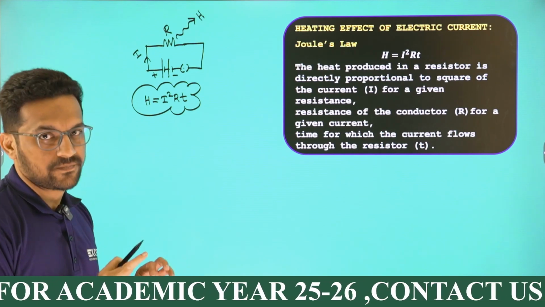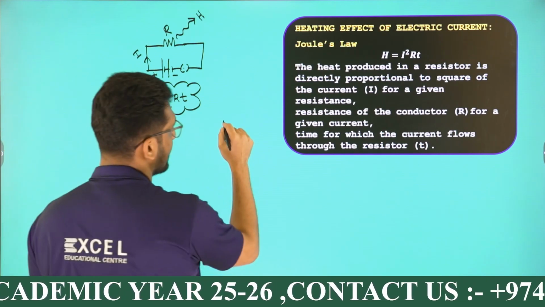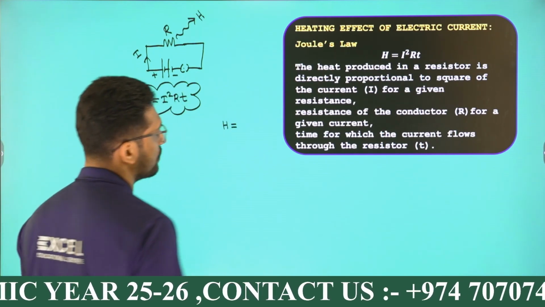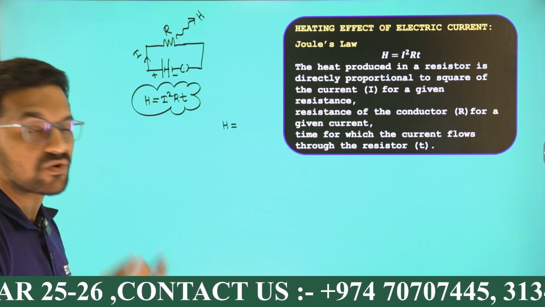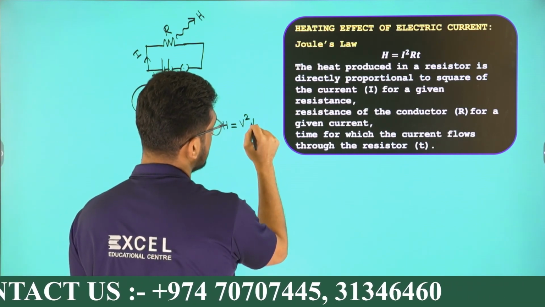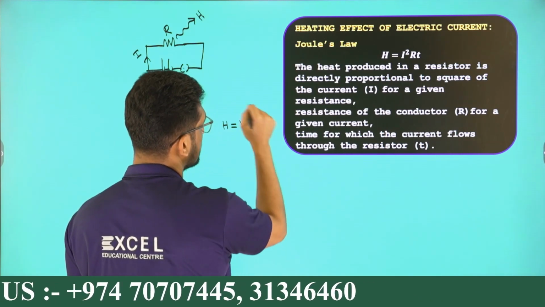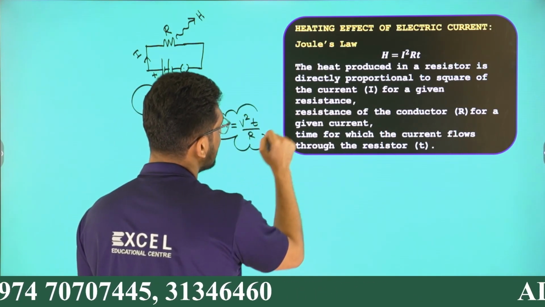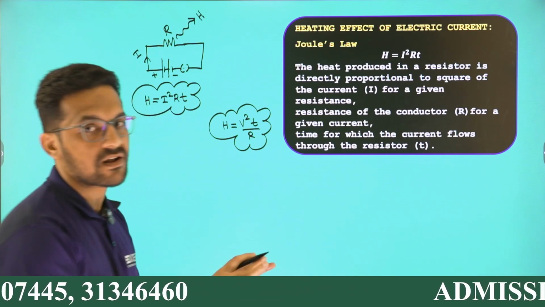Another equation is there for heat. I am going to give you that equation, and we will discuss how you get it a little later. So H can also be written as V square T by R. This is also an equation for the heat produced in the resistor or conductor.